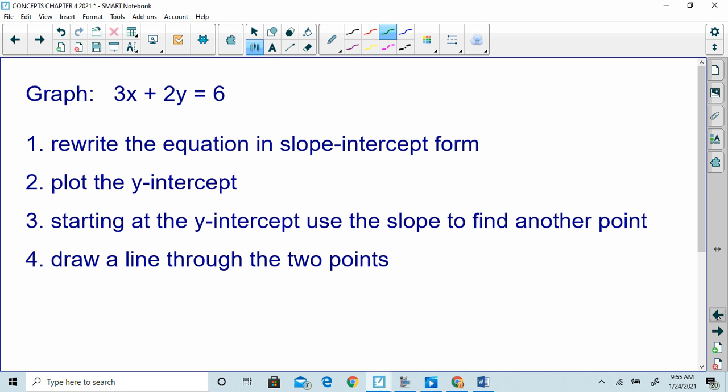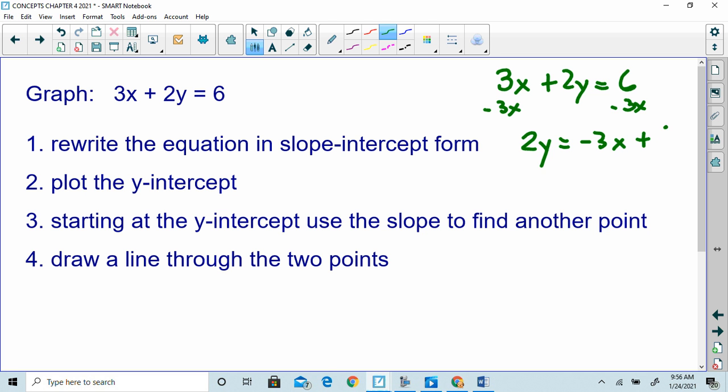But I want to show you one which is slightly different. This time the equation is given in standard form. So the first thing we need to do is rewrite it. So I'll start by subtracting that 3x to the other side of the equation. Subtracting 3x on the left and the right. So I get 2y is equal to negative 3x plus 6.